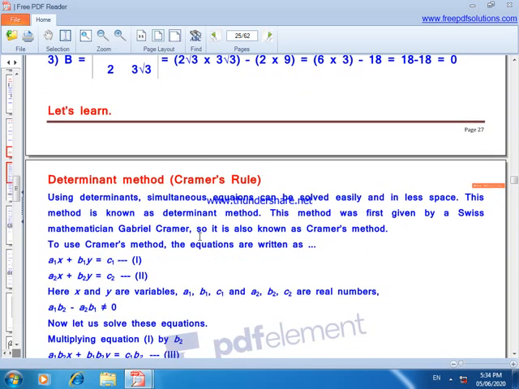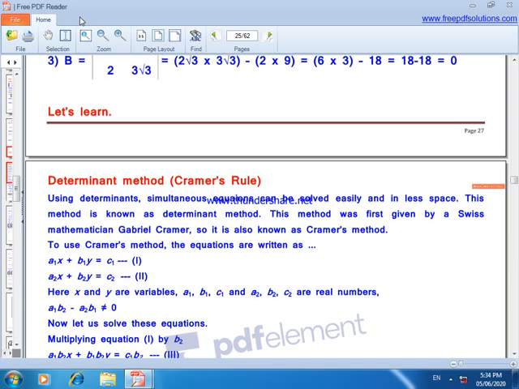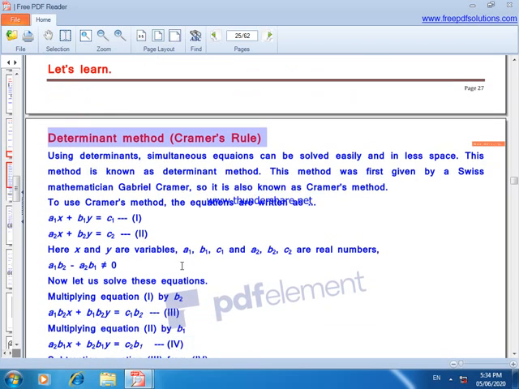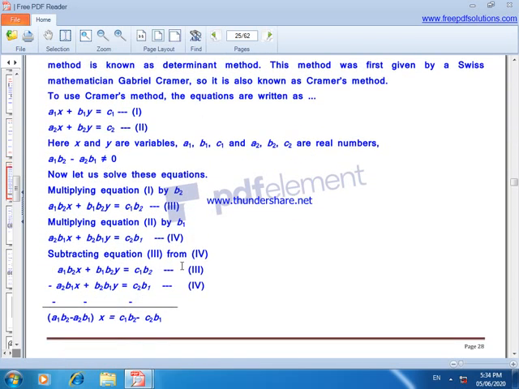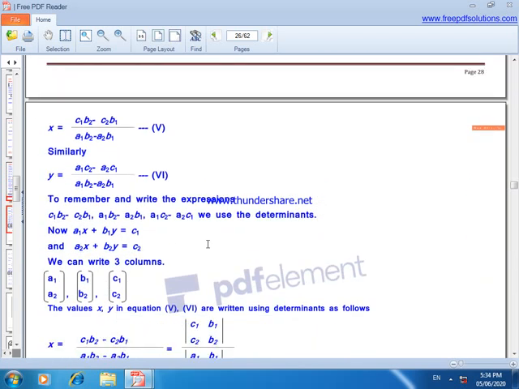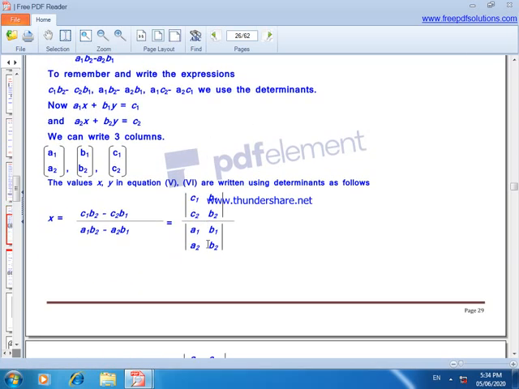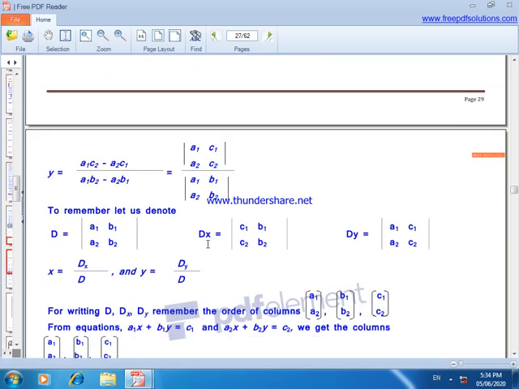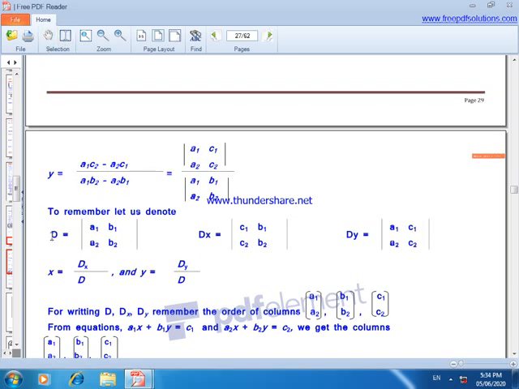Now we are going to solve the simultaneous equation by determinant method. Now this method was developed by the great mathematician Cramer. So it is also called as Cramer's rule. Now while solving the equations by Cramer's rule, we are going to apply the value of determinant. Now in this case we have to find the three values of determinant, and these three values are nothing but d, dx and dy. I repeat, d, dx and dy.